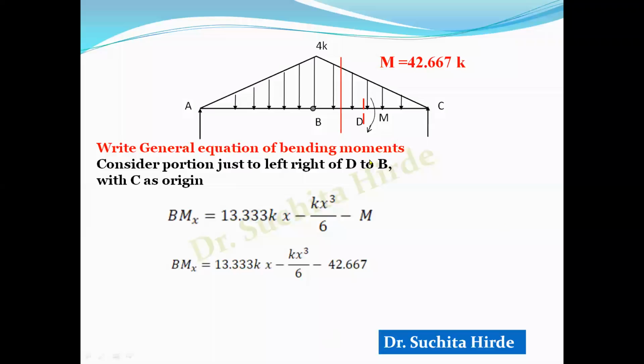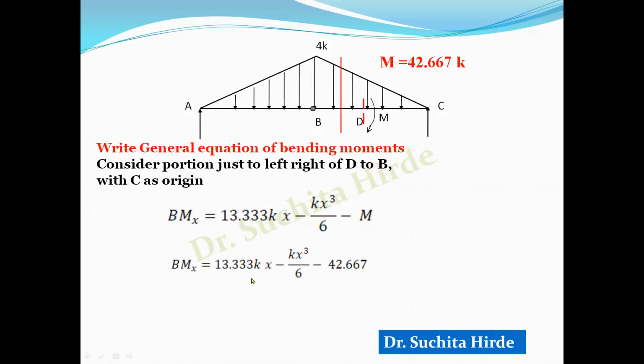Now we will write down the equation for the portion just to the left of D to B. If you take the section here, this moment will come into picture. We are considering C as origin, meaning we are measuring the distance x from C. Therefore this equation remains the same as for CD, and in that equation you have to add just this moment M. We know that this moment is clockwise, so it has the same direction as the downward force, and therefore we are taking it minus.